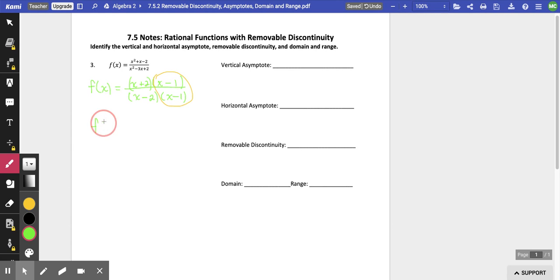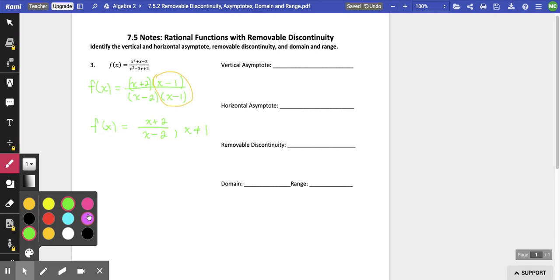And that would give us a reduced function now of x plus 2 over x minus 2. But again, next to that, we'd have to say that x is not allowed to be whatever value of x would make that factor that canceled out equal 0. So on this one, that would be a 1.